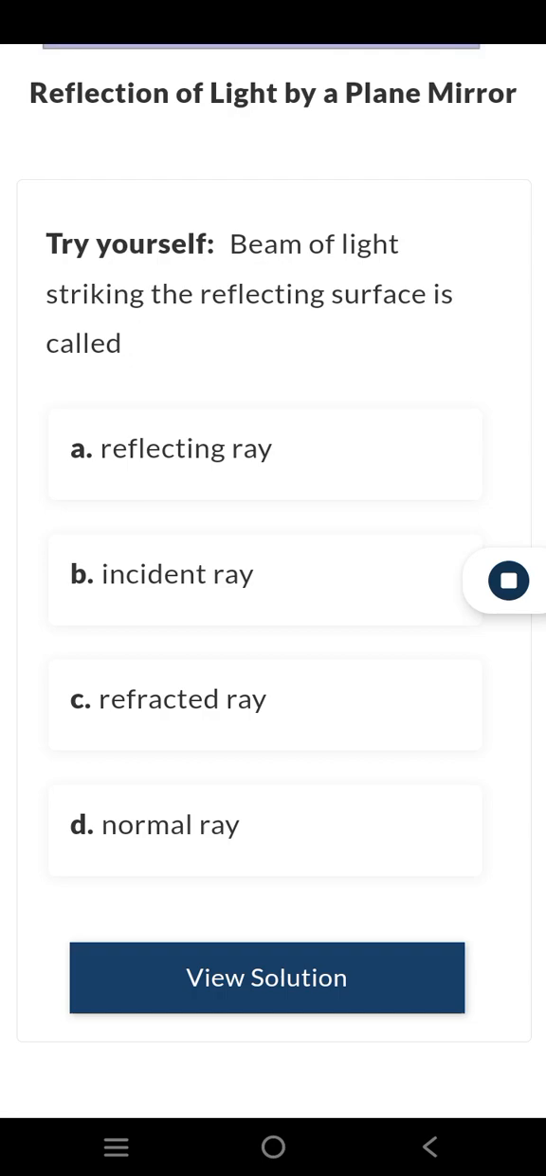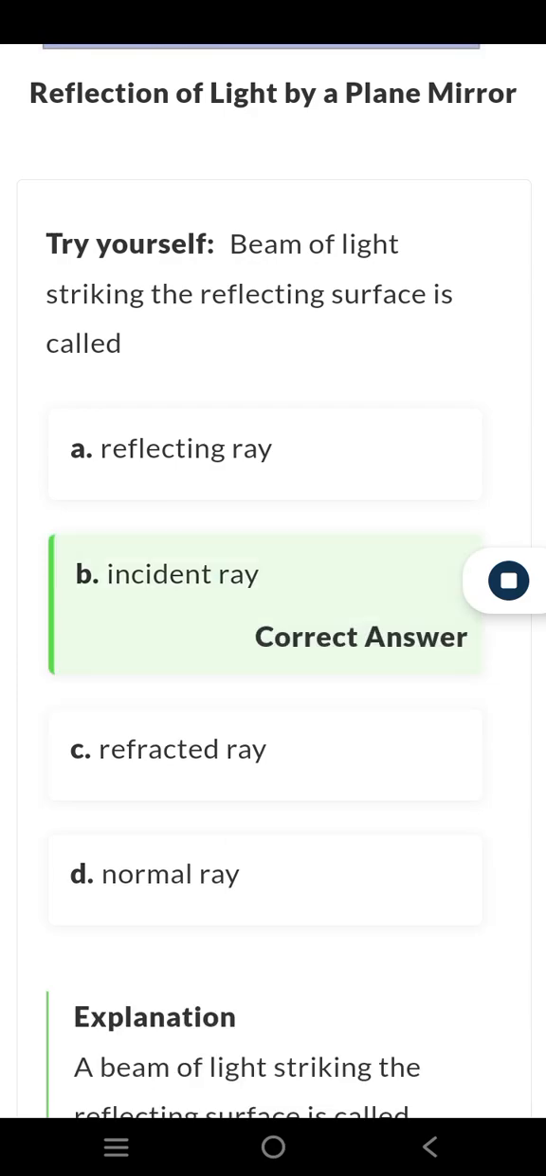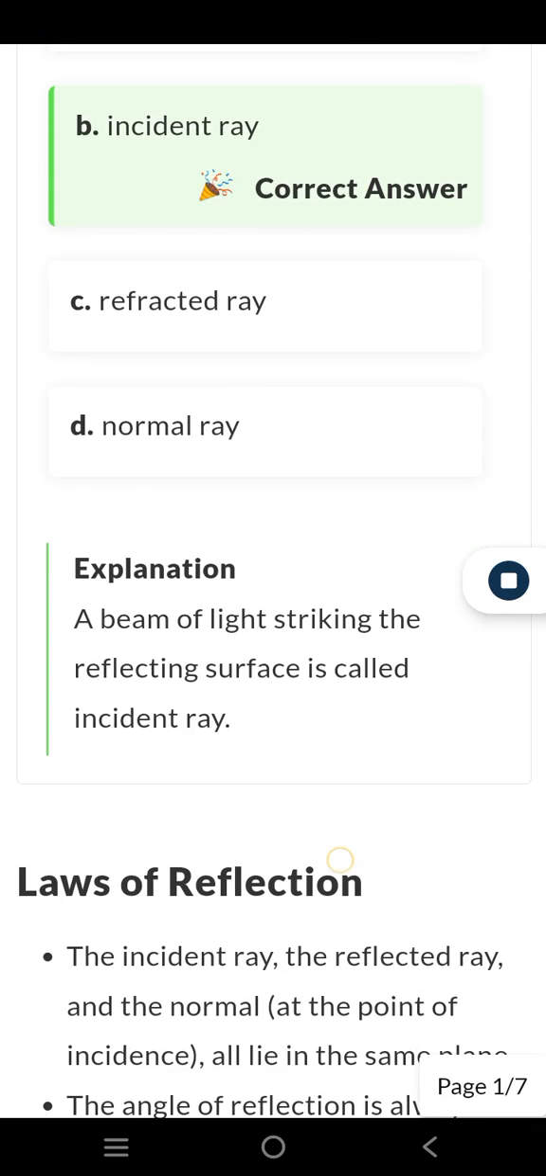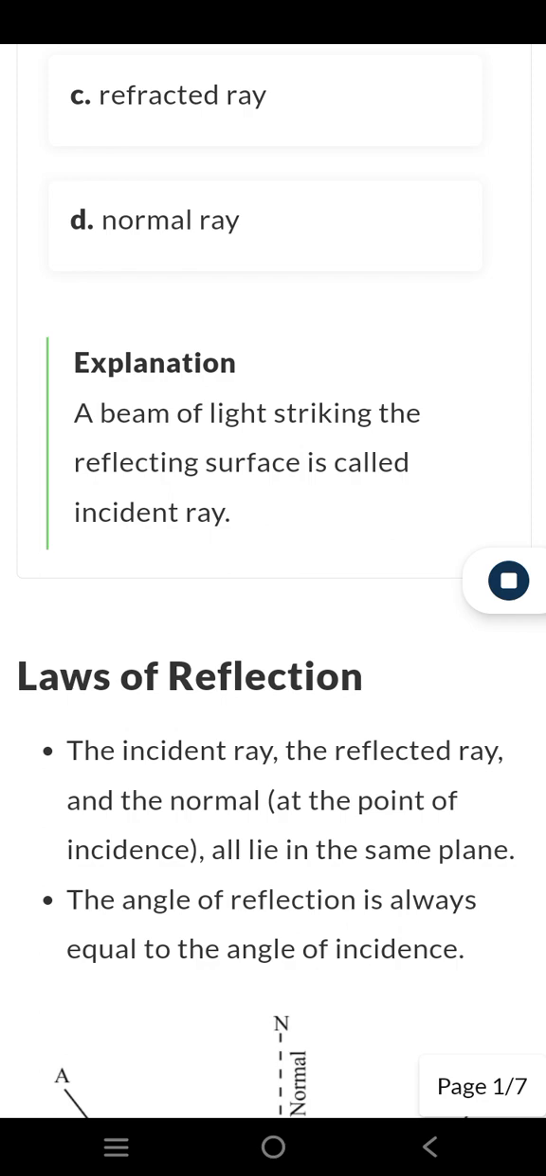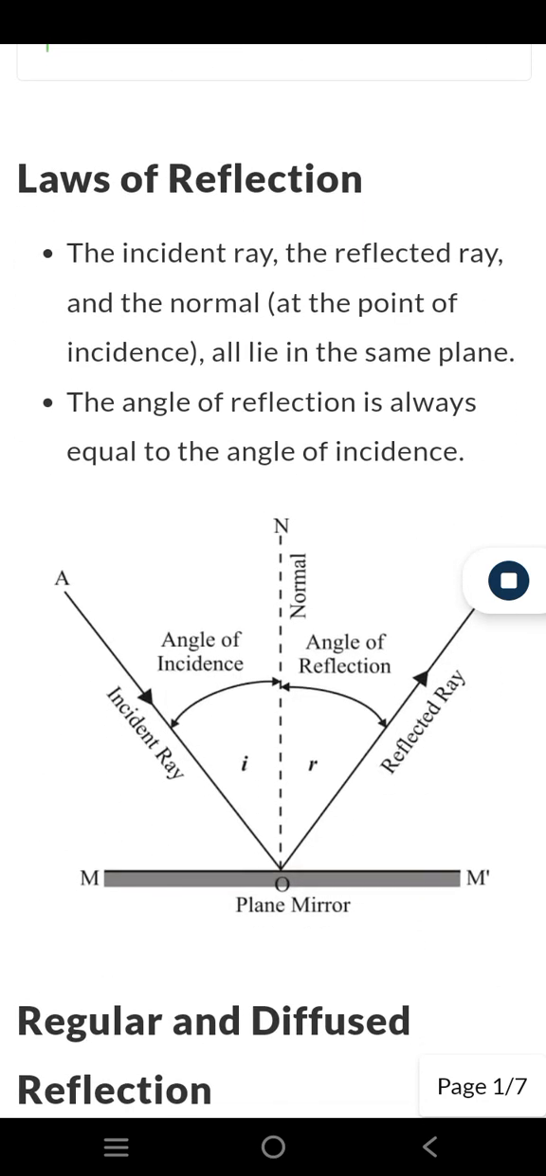Laws of reflection. The incident ray, the reflected ray, and the normal at the point of incidence all lie in the same plane. The angle of reflection is always equal to the angle of incidence.